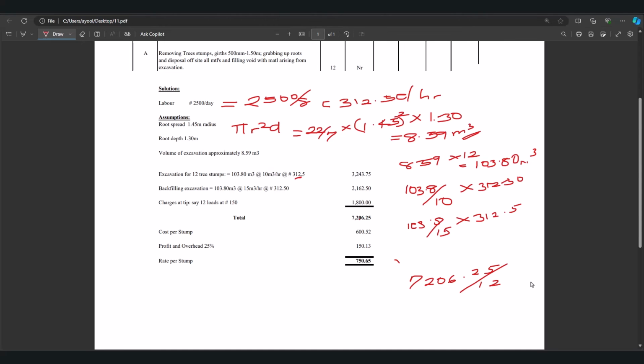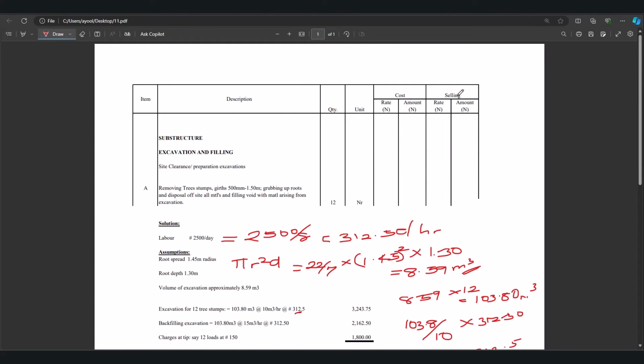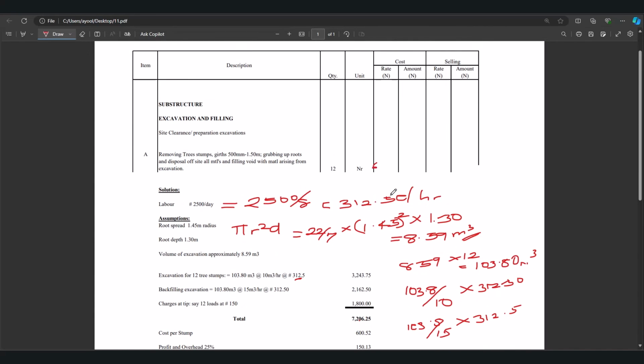So if you check the bill, we have the cost and the selling price. The cost price is without profit and overhead, so at this point we have 600.52. This bill format is either for a consultant or a contractor QS. This type of bill is used in a situation where the executives have not met in order to determine the profit margin. So before the profit margin, we have the cost. The selling price is after we've added our profit margin to it.